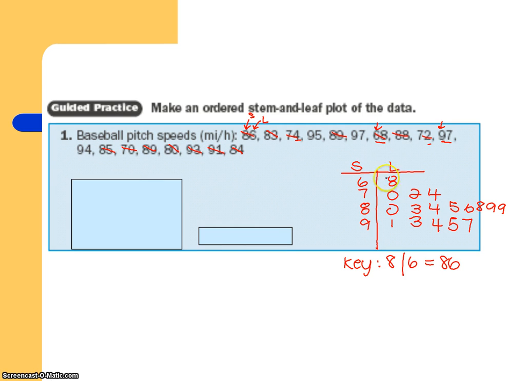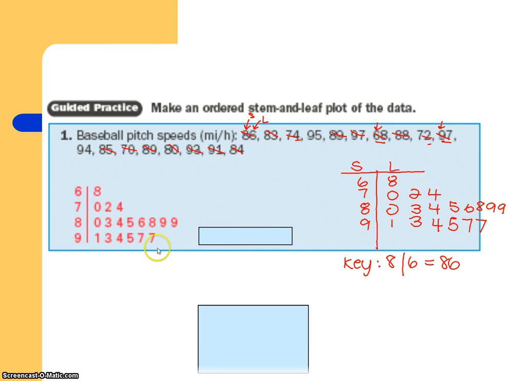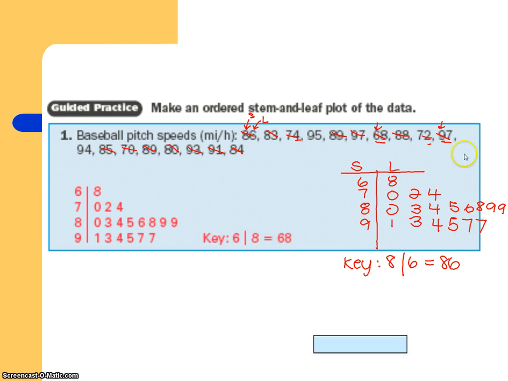So you have to go back and decide what you missed. I think the 68s. Oh, there were two 97s, that's why. And there you go, that looks exactly the same. And there's your key. So there's your stem and leaf plot.